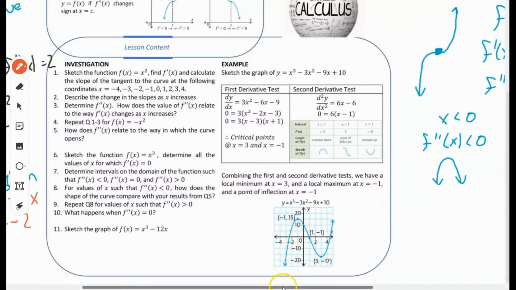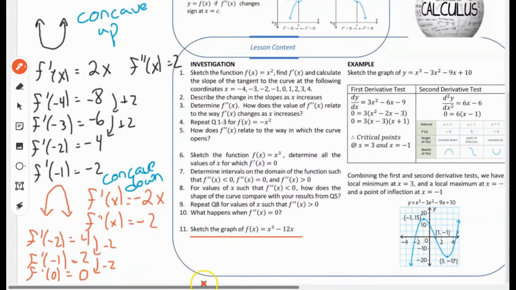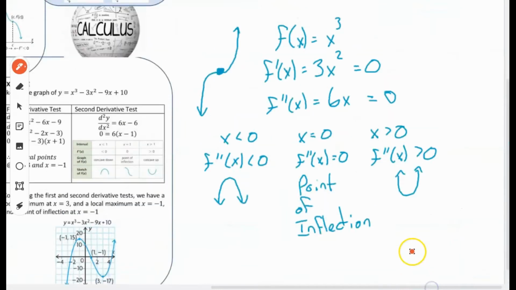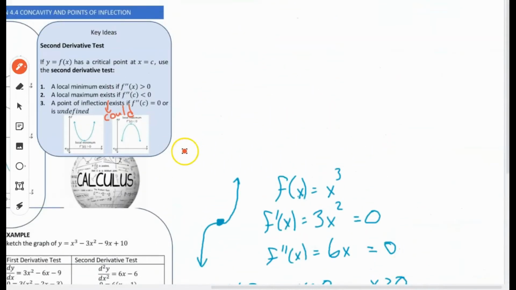So let's start down here below. We're going to finish our investigation as we sketch this function here. So let me look for some space to do that. On this side, up here. Okay. So we're going to sketch, I'll rewrite the function: f(x) = x^3 - 12x.